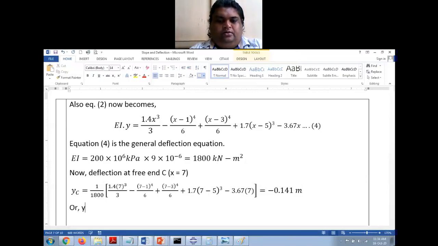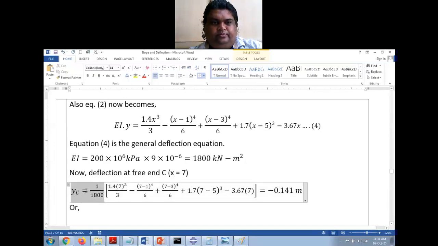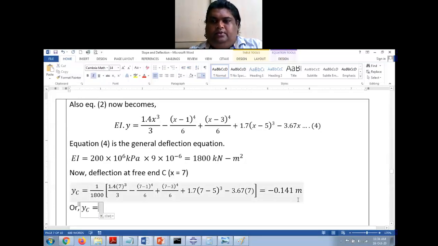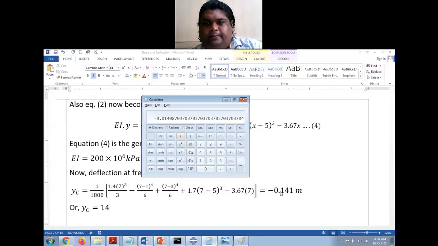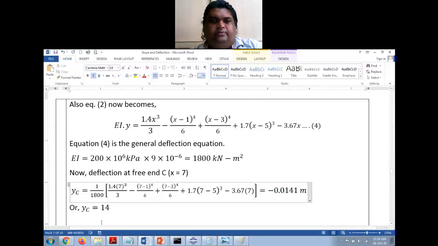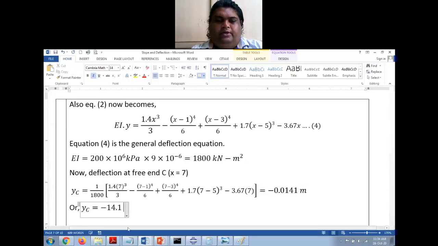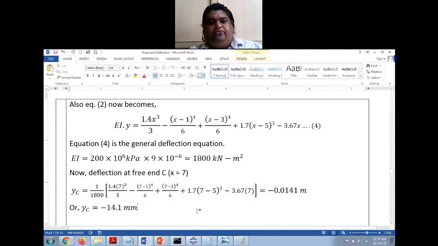Or YC is equal to minus 14.1 mm, right? So that is the deflection at the free end.